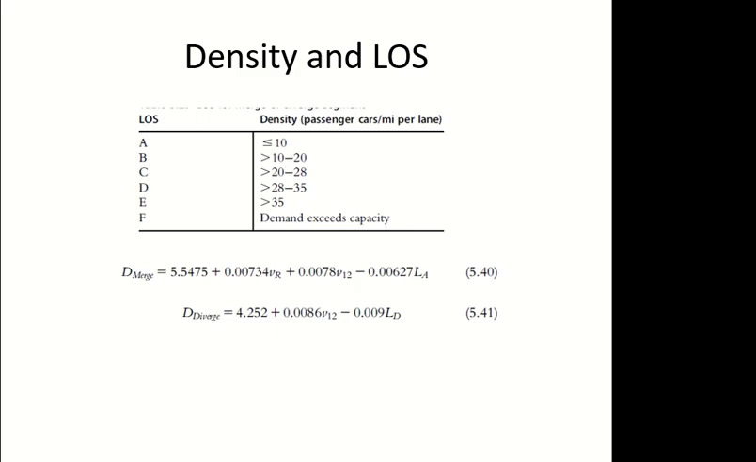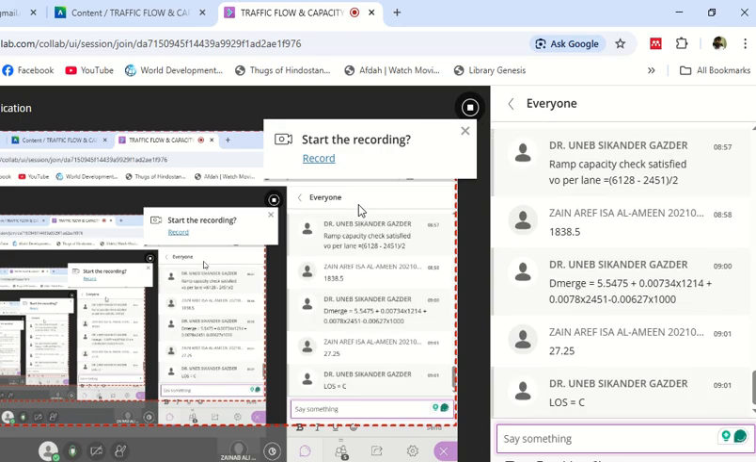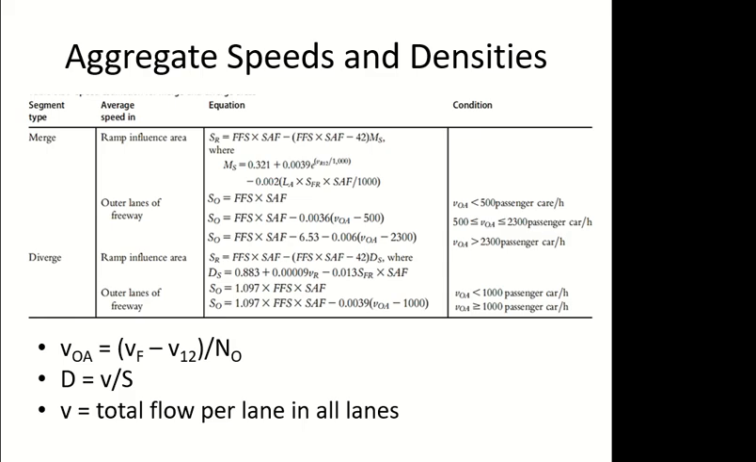Okay, so if this is the density, then the level of service is C. So we found the level of service and density. Now we can do these other things as well. We have merge area. So for the merge influence area, first calculate MS here.